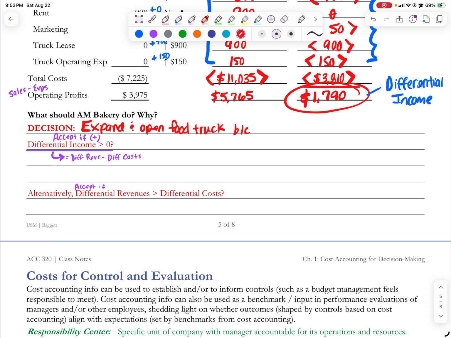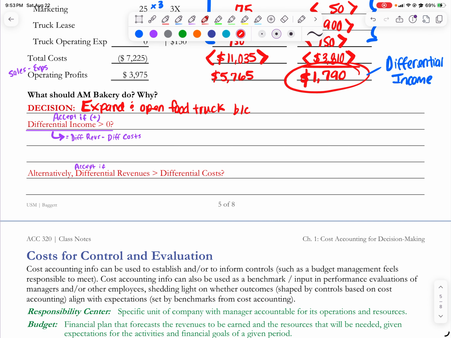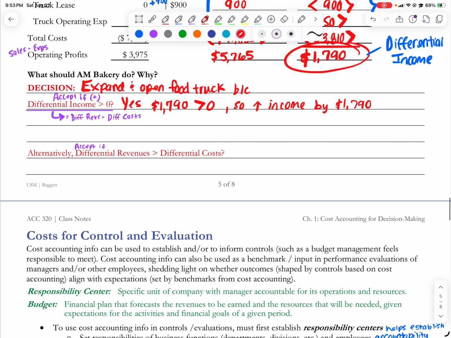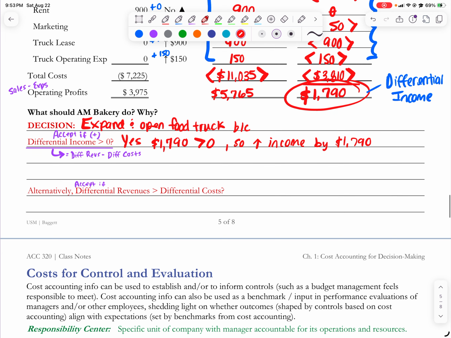Because doing so causes differential income to be greater than zero, so it contributes to income. So doing that would increase my income by $1,790 above what it was when I was just in the small shop.